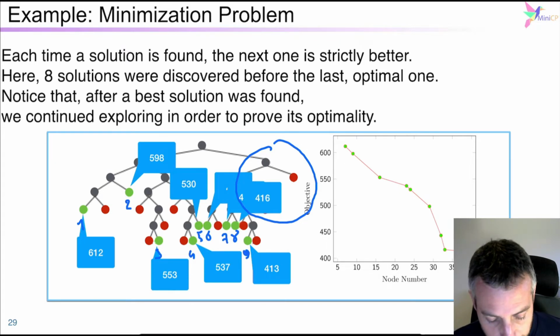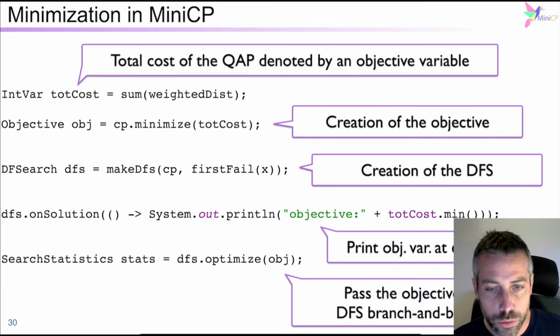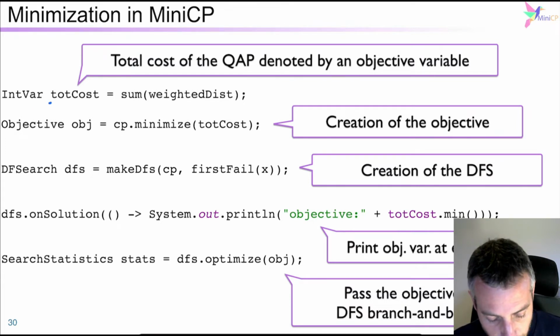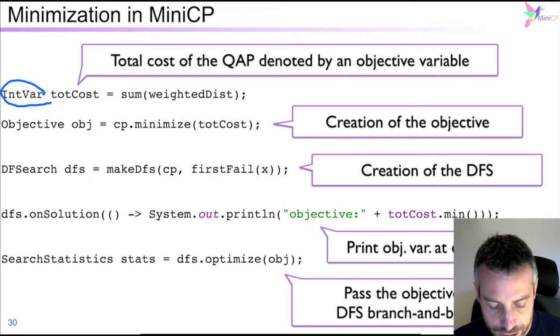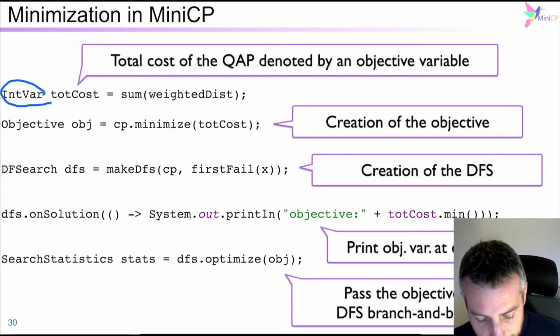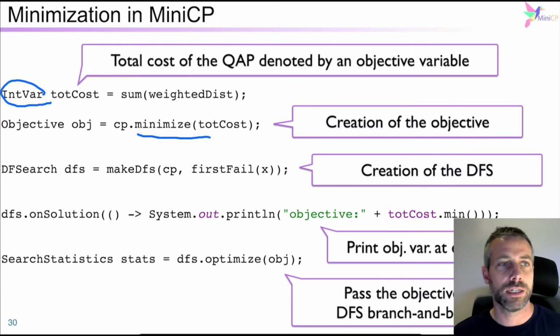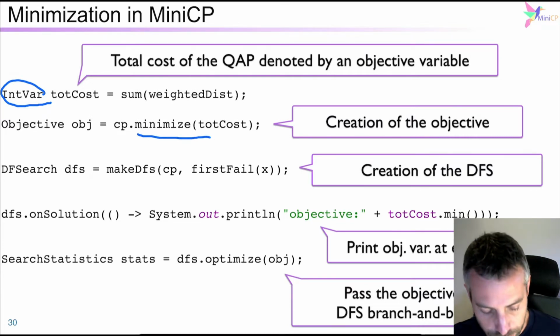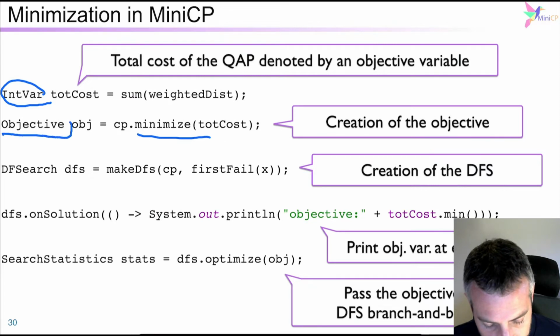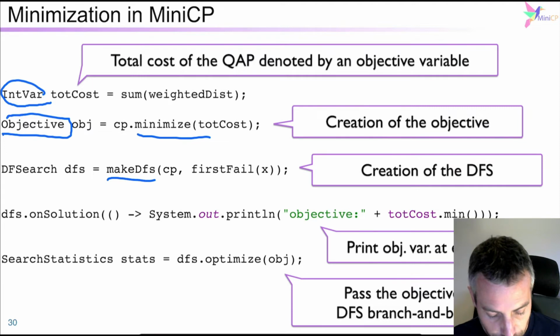In terms of implementation, how to use this framework is this way. You need to have an integer variable that corresponds to your objective function, and then you minimize this objective function. So you call the minimize function on the solver, and what you get is an objective object, and then you start the depth-first search as you did before.